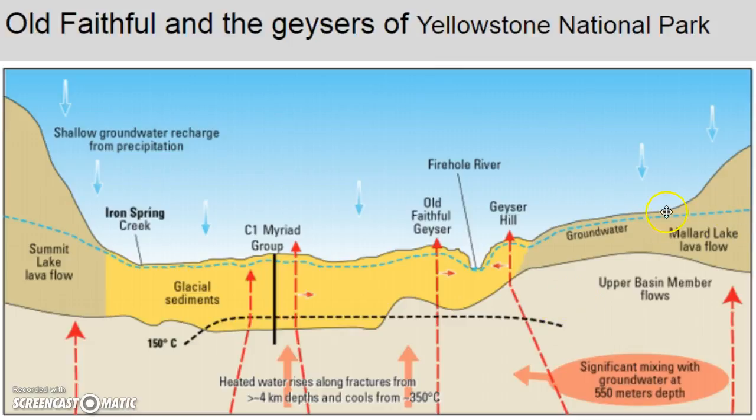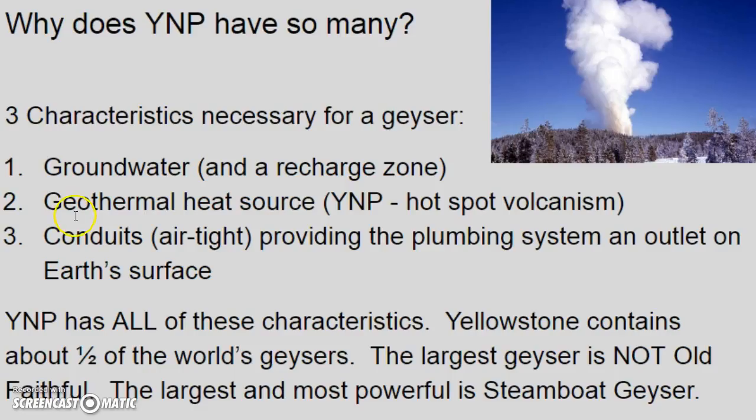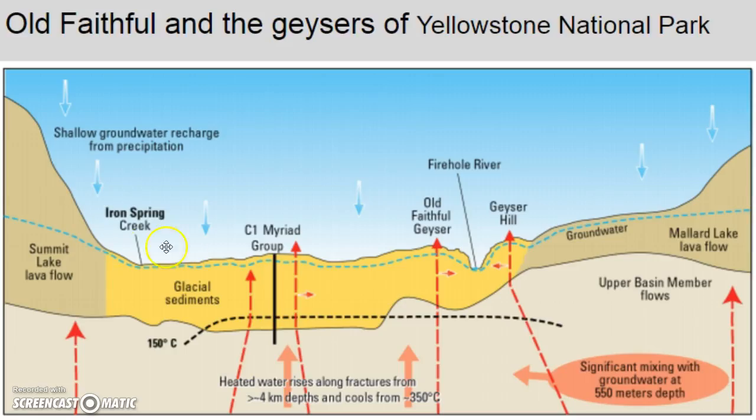Here's what we have going on. We have this flow of groundwater, we have our heat source, and we have fractures. We have fractures that reach the Earth's surface. And when you put all of these conditions together, just as I mentioned prior, you have these three conditions, you're going to have geyser activity. It is consistent with hotspot volcanism.